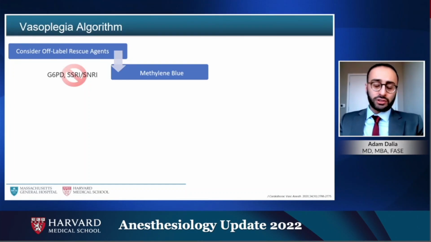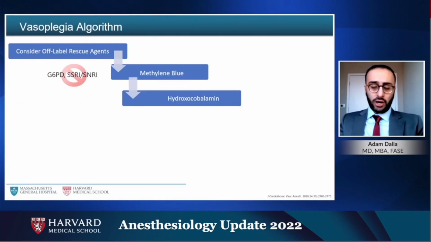Part of this goes to the cost and ease of use and administration and familiarity. Secondly, we can move to hydroxocobalamin, and there has been some preliminary data to show that if you combine both the methylene blue and the hydroxocobalamin together, you could potentially affect both the nitric oxide and the hydrogen sulfide components of vasoplegia, and that can help with vasoplegic shock.